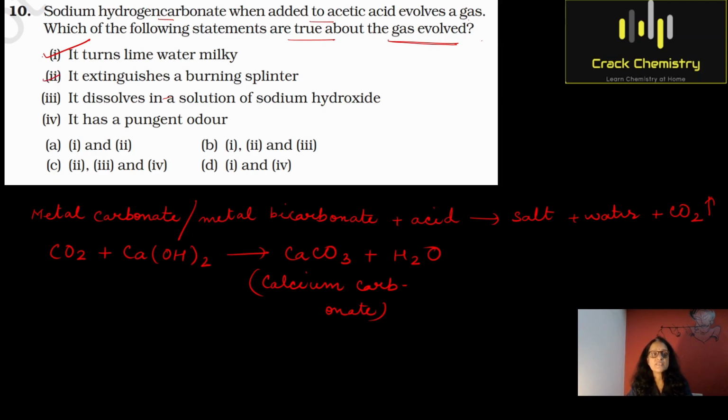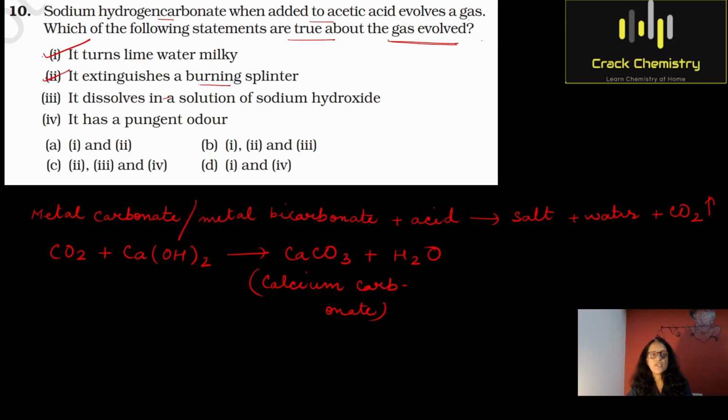Then option second is it extinguishes a burning splinter. Students, you all know that carbon dioxide is not a supporter of combustion. Even carbon dioxide is used in fire extinguishers to put out the fire. So option second is also the correct option.